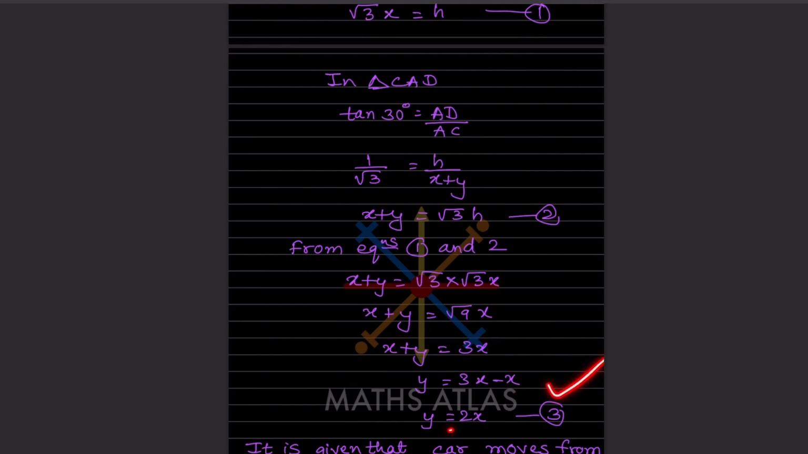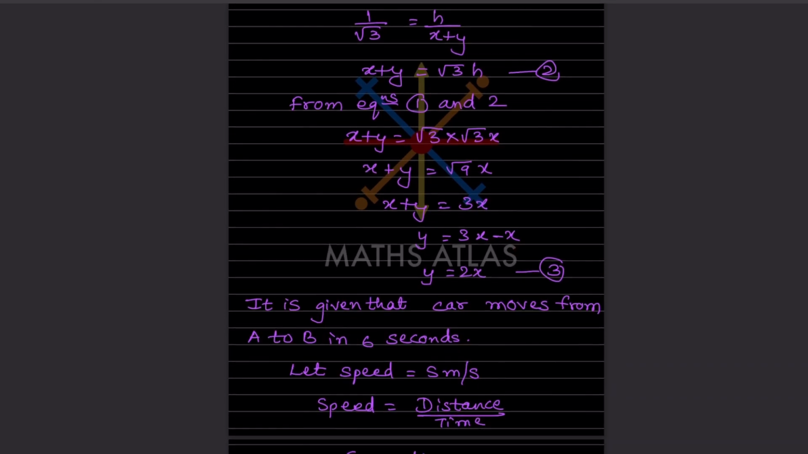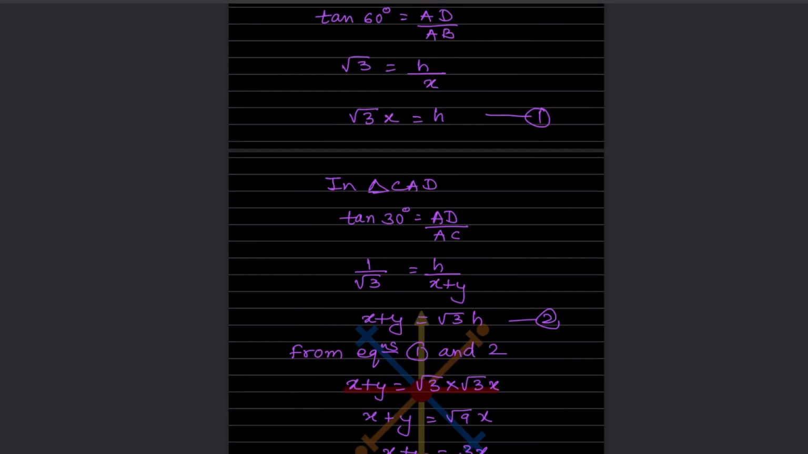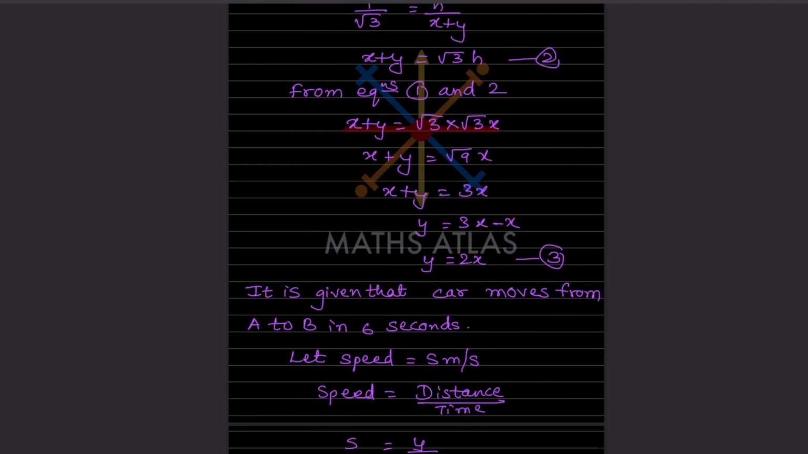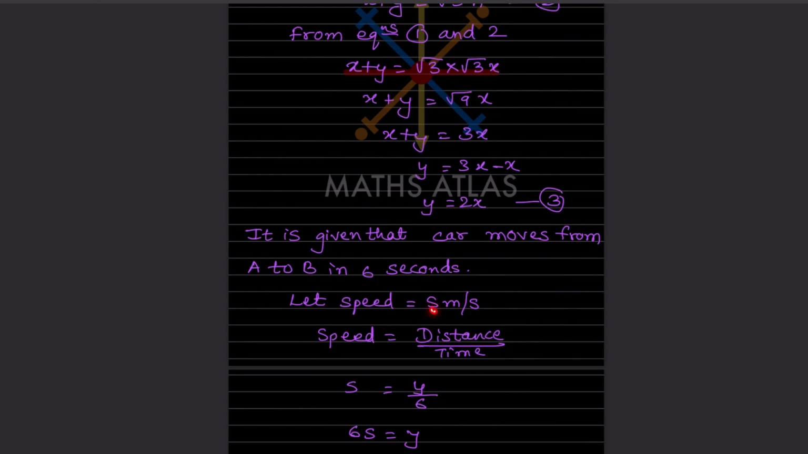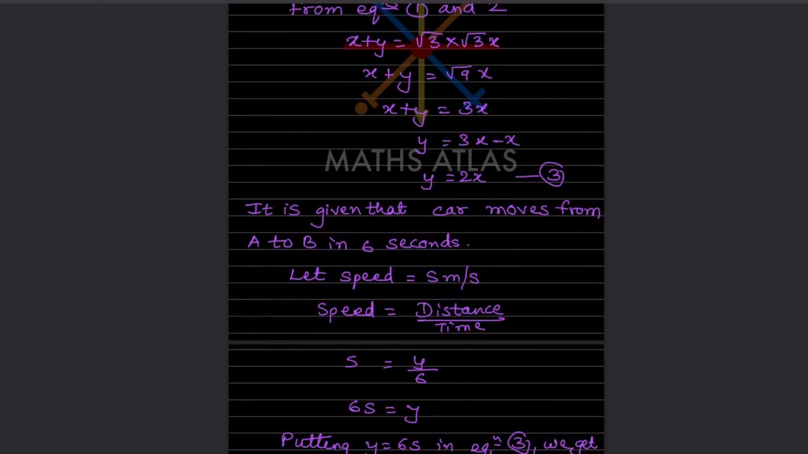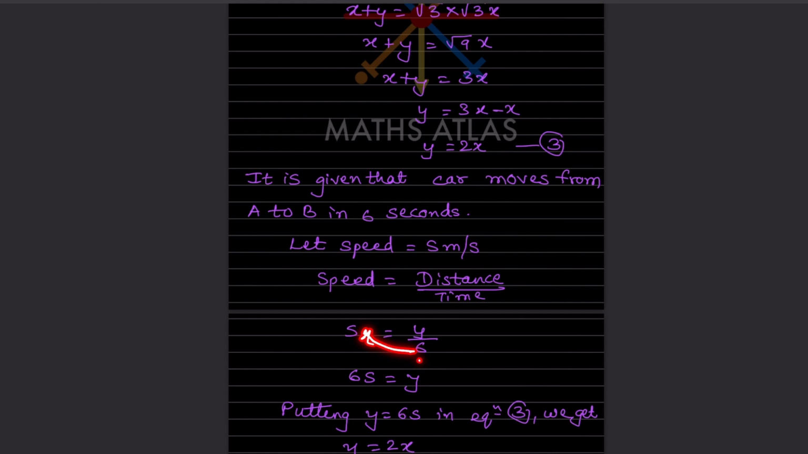So y is 2x. Now it is given that the car moves from A to B in 6 seconds. Can you see here? 6 seconds later, the angle of depression of the car is found to be 60 degrees. So the speed, let us consider it as s meters per second. The formula for speed is distance by time. So speed is s, the distance is y, and the time is 6 seconds. If we multiply, 6s is y.